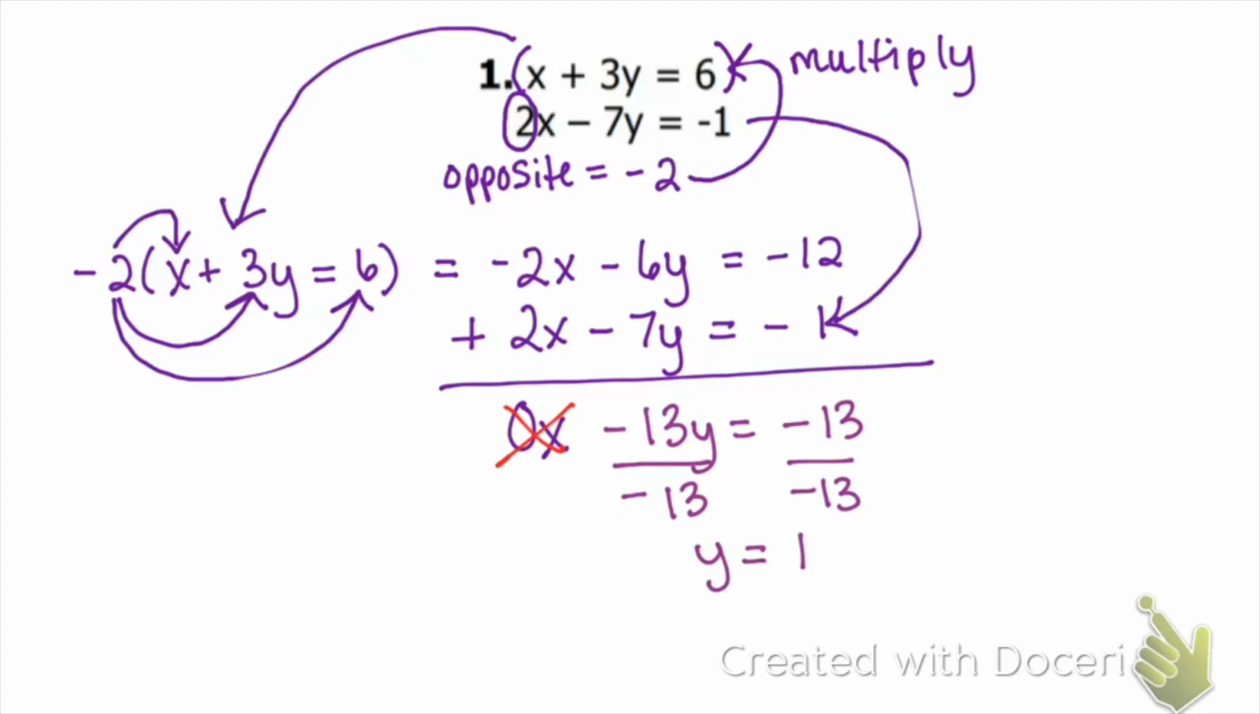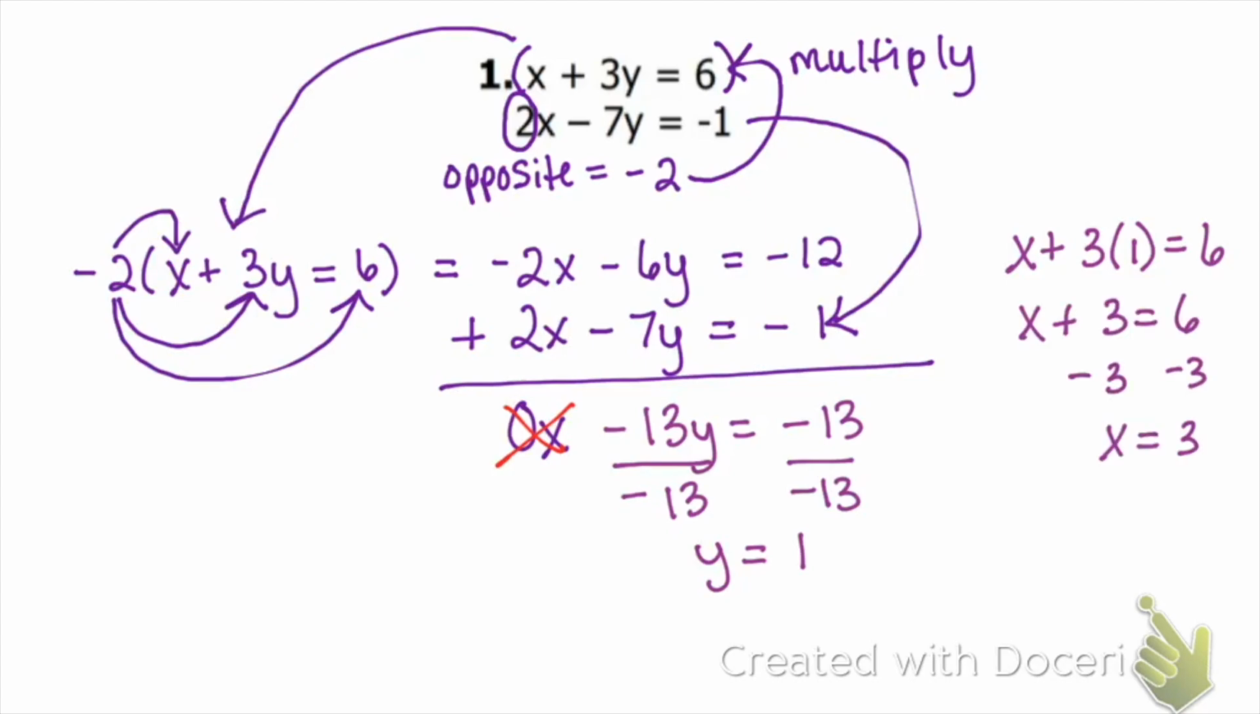So now we're going to substitute y equals 1 back into either one of the equations. It doesn't matter. I'm going to pick the first one just because it's easier. So then you plug in 1 where y is, and you're going to solve for x with this. And you get x equals 3. So therefore, the solution where these two lines cross is 3, 1.